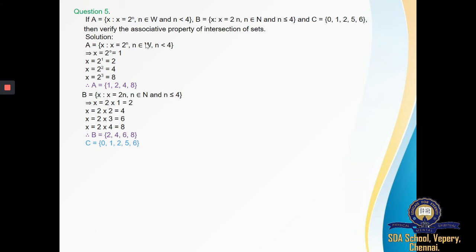Why? What is the difference? If you see very carefully, there is a less than or equal to symbol over here, which means 4 is also included. So in the place of n, I'm supposed to write 1, 2, 3, and 4.